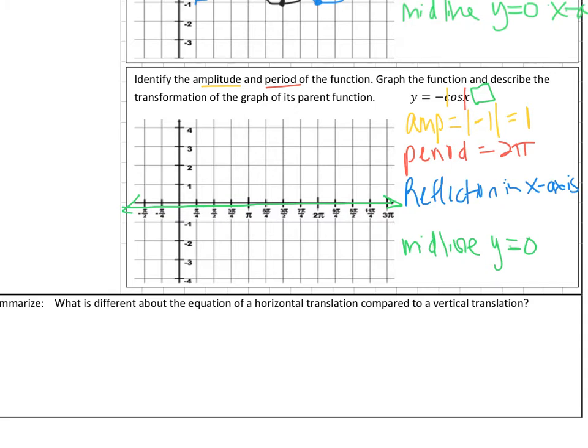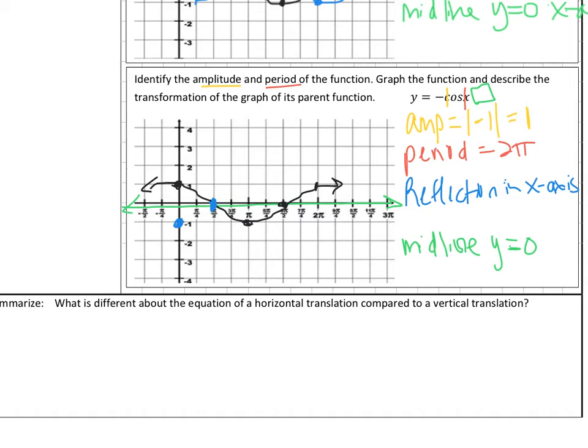Okay, I'm going to start again with my parent. The cosine starts up at 1, goes to 0, down to -1, back to 0, and back up to 1. So that's our parent cosine of x. To get the transformation, we're going to reflect each one of those points across the x-axis. So if the point is up here at 1, it's going to reflect down to -1. If it's on the midline, or in this case the x-axis, it stays where it is.